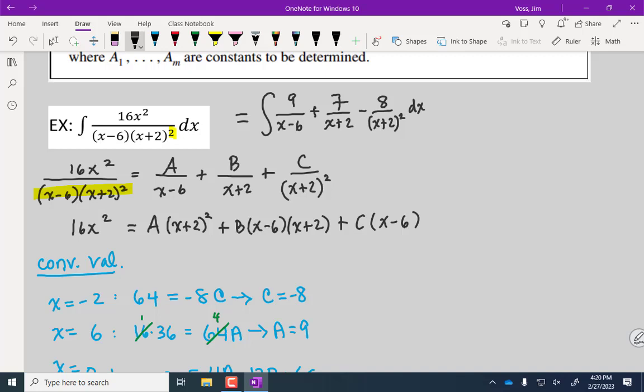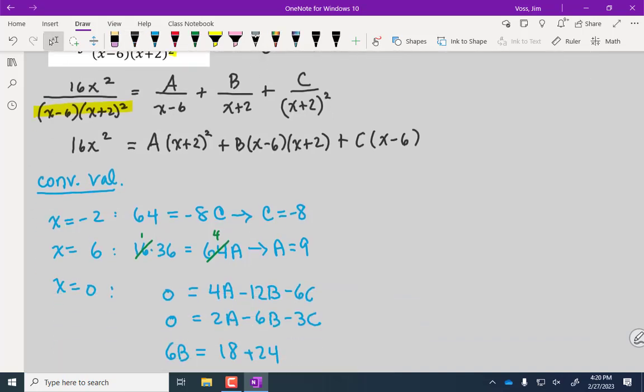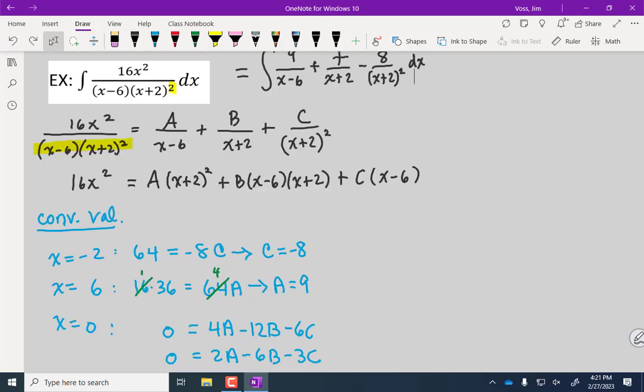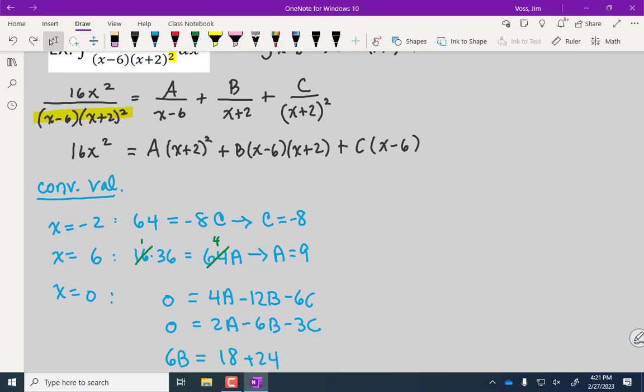Not quite. I'm looking at the light blue part. We have 64 equals negative 8C. That's found by plugging in this negative 2 for all the x's. When negative 2 gets plugged in for that x, this becomes 0. When it gets plugged in for that x, this becomes 0. Over here, it becomes negative 8 times C. So whatever variable is left over is the one we're solving for. Yeah, exactly.